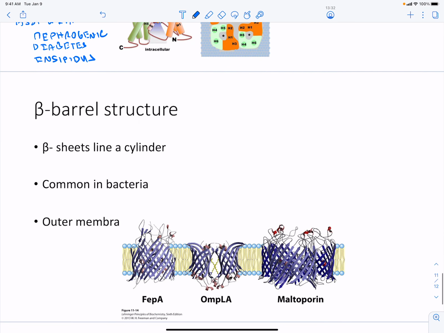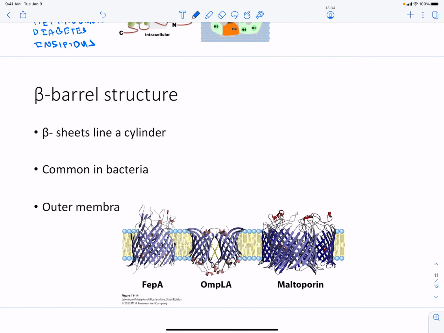So our next one is our beta barrels. So our beta barrels are going to have beta sheets, and they form cylinders. And these are going to again be in the outer membrane of our mitochondria, and they are very common in gram-negative bacteria. So our mitochondria developed from a gram-negative bacterium. They're also found in the outer membrane of your chloroplast as well.